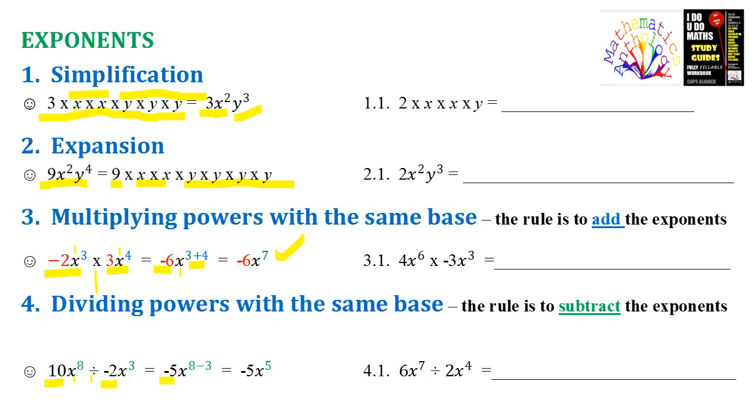My base is x, my base is x as well, so my base remains as x for my answer. And remember, when you're dividing, you're going to subtract the exponents, so it'll be 8 minus 3 here. Final answer then is negative 5x to the power 5.